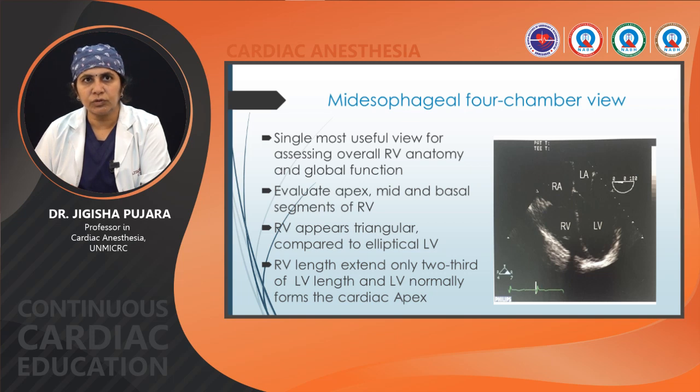The mid-esophageal four-chamber view is the single most useful view for assessing the overall RV anatomy and the global function, and for evaluation of the apex, mid and basal segments of the RV. The RV appears triangular, compared to the elliptical LV, and RV length extends only two-thirds of the LV length, and the left ventricle normally forms the cardiac apex. So when the RV is normal, the left ventricle is forming the apex, and the RV is not participating in the apex formation.